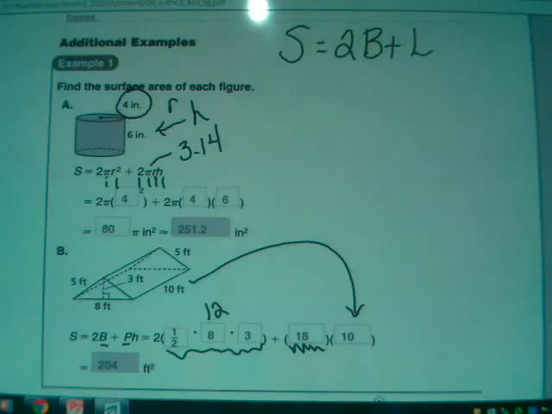And now it's just a matter of simplifying. 2 times 12 is 24. 18 times 10 is 180. 24 and 180 make 204. That's feet squared. Again, make sure you use order of operations there. Do your multiplications first before you go ahead and do that addition.